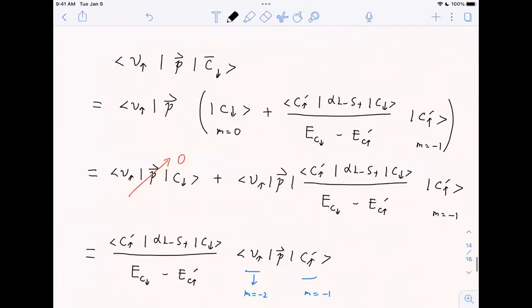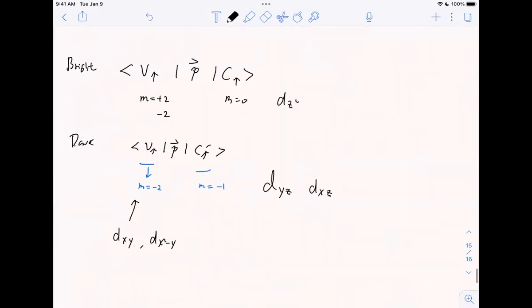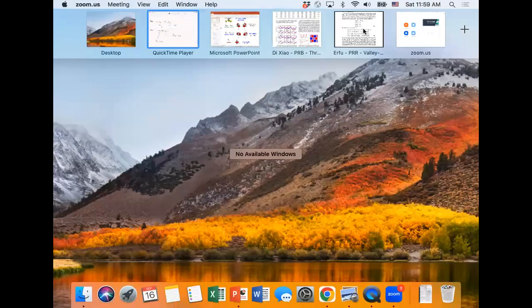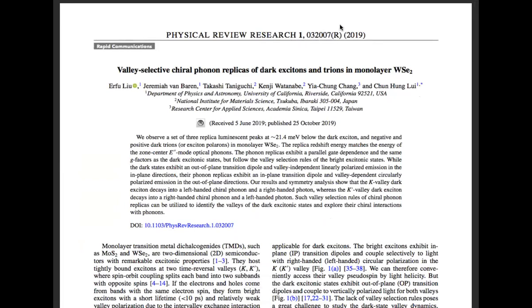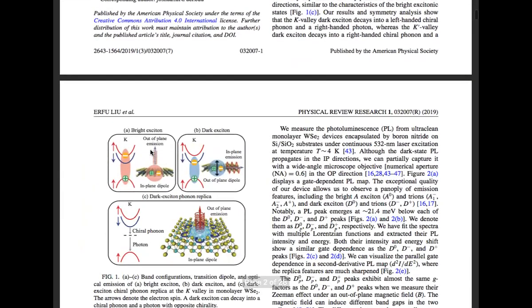So this is the work that we did in Erfu's paper. This paper is in Physical Review Research; if you're interested, you can read it. In it, we talk about the bright exciton emission and the dark exciton emission with different polarization. We also talk about the phonon replica. Once you add the phonon replica, you have a new perturbation that will give you a new selection rule. After we talk about group theory, we can go back to visit these three cases.